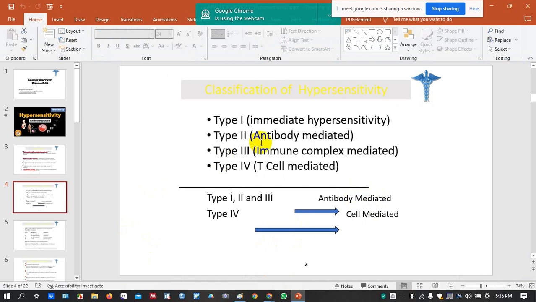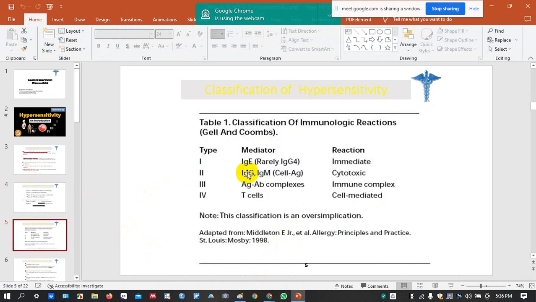So we have the type 2, that is antibody mediated, type 3 immune complex mediated, and type 4 T cell mediated. So let's see. The reactions we use to quantify the amount of antibodies binding to cells, especially the red blood cells, is Coombs test. In Coombs test, we have the indirect and the direct Coombs test. We'll be doing it in hematology.